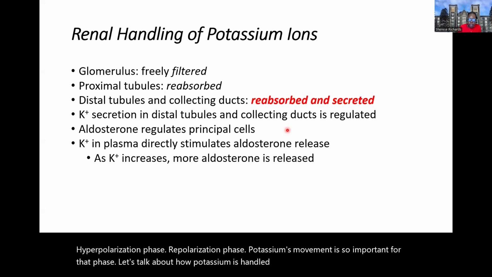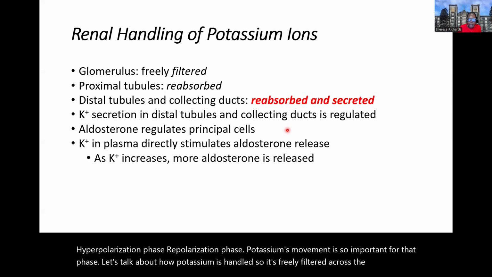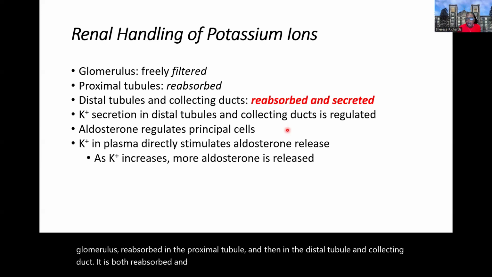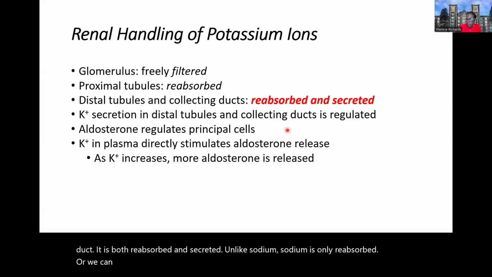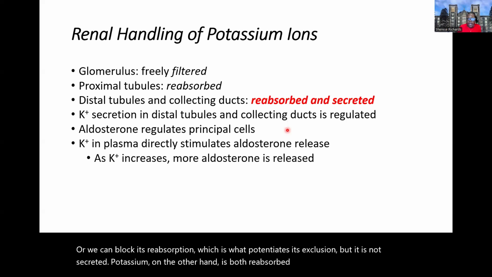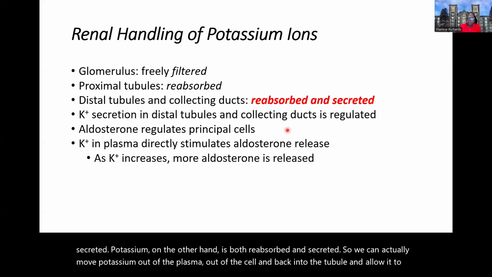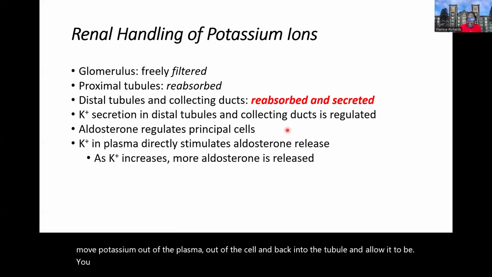So it's freely filtered across the glomerulus, reabsorbed in the proximal tubule, and then in the distal tubule and collecting duct, it is both reabsorbed and secreted. Unlike sodium, which is only reabsorbed, or we can block its reabsorption, which is what potentiates its excretion, but it is not secreted. Potassium, on the other hand, is both reabsorbed and secreted. So we can actually move potassium out of the plasma, out of the cell, and back into the tubule and allow it to be eliminated in the filtrate.